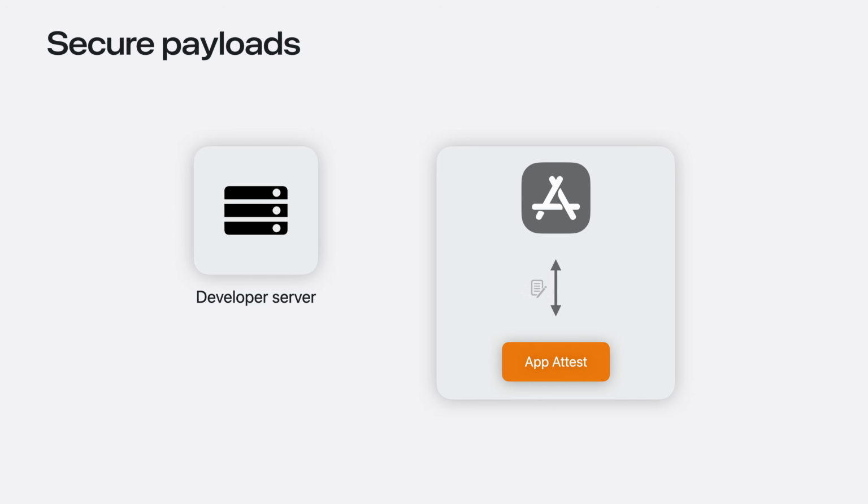App Attest can generate assertions using cryptographic properties from a previously issued attestation. Your server can then verify the assertions on payloads from your app, ensuring that the payload was not tampered in transit.